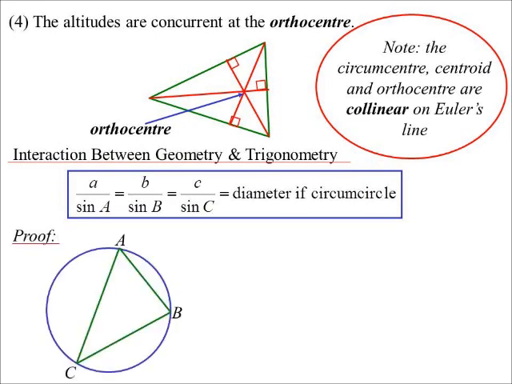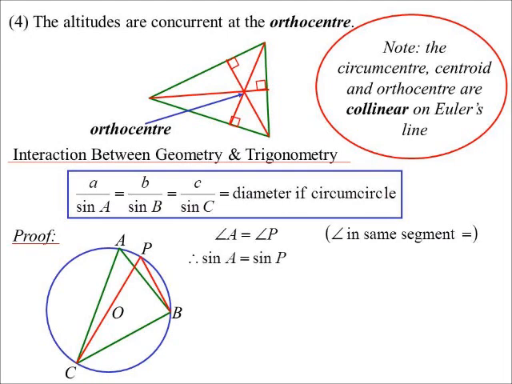So let's prove that. There's a triangle. I've drawn in the circumcircle. Circum means surround, so circumference. So it's the circle that surrounds the triangle, circumcircle. Now, I've drawn in the diameter and then joined the other point of the diameter up to B. So we know that angle A will equal angle P because of angles in the same segment. So therefore the sine of A must equal the sine of P.